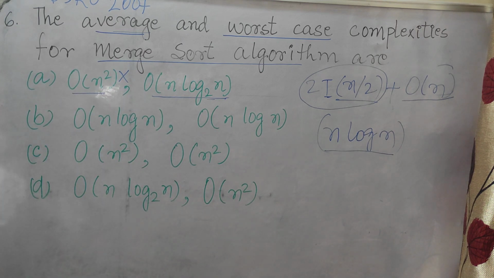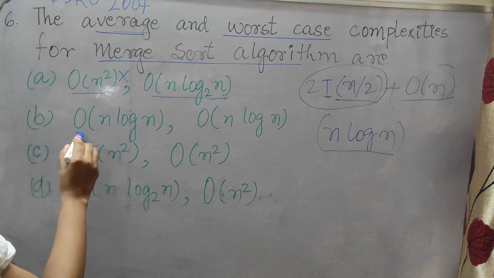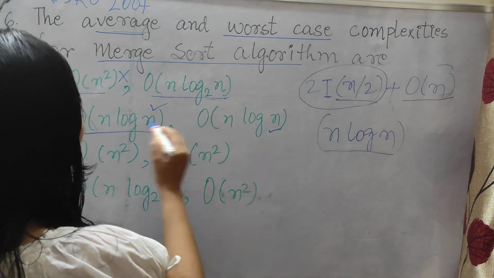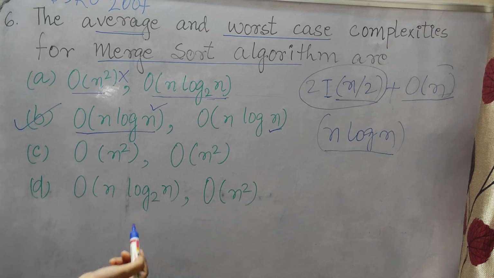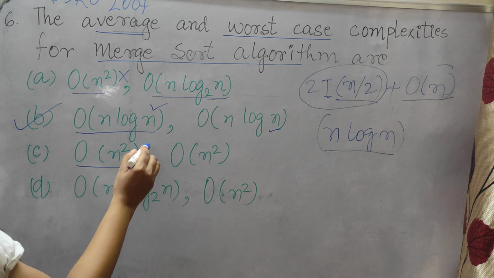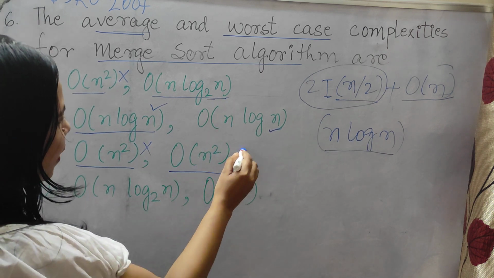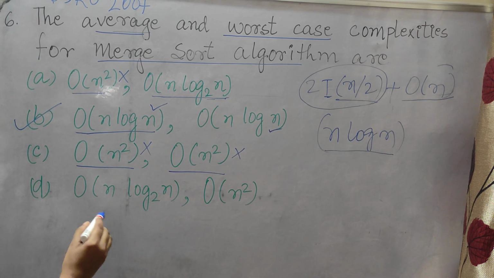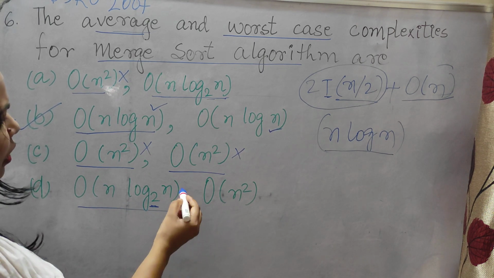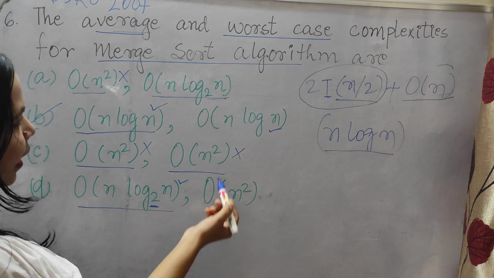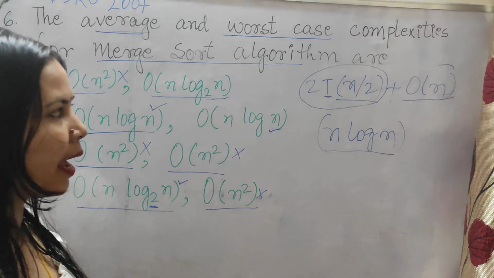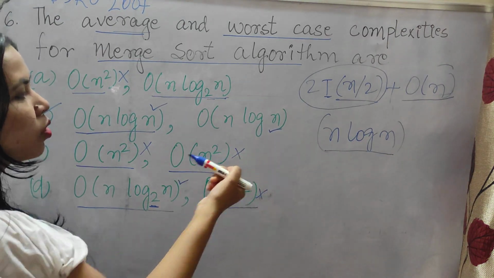So the first option is wrong. In the second option, order of n log n in the average case is correct, and in the worst case order of n log n time is also correct. So option B is correct. In the third option, the average case is given as order of n square, which is wrong, and the worst case is order of n square, which is also wrong. In option D, the average case is order of n log n base 2, which is correct, but the worst case is order of n square, which is wrong. So option B, order of n log n, is the correct answer.